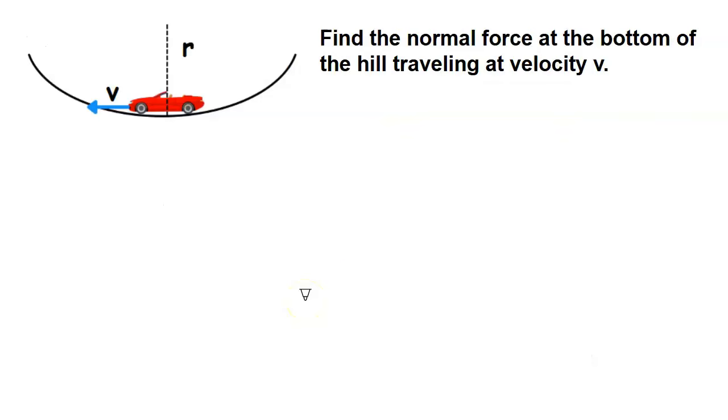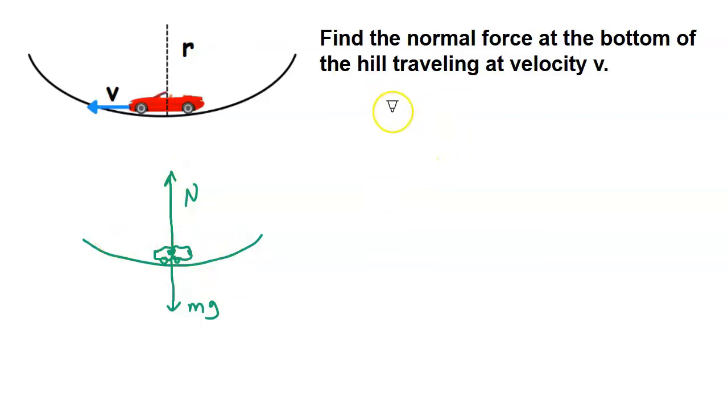Next, we're going to look at a car that is going down through a dip, and we want to find the normal force at the bottom of the hill traveling at velocity v. So once again, I'm going to start with a force diagram. Here's my car. And we have mg going down, my gravity force, and my normal force is going to be up. Now, the normal force is going to be greater because the center of the circle is above, so it's going to have a greater force. You need to have a net force towards the center, and this car is moving to the left.